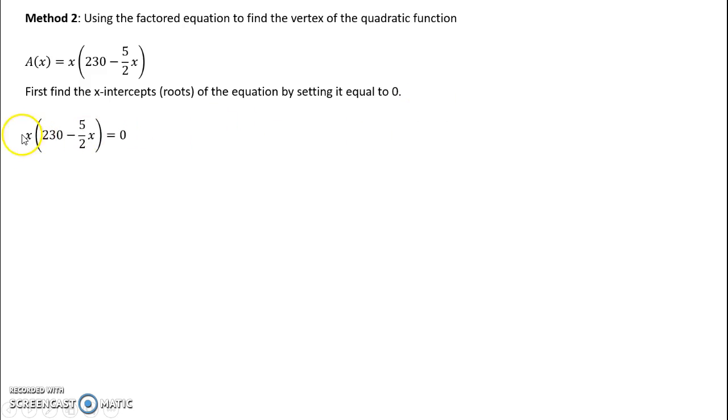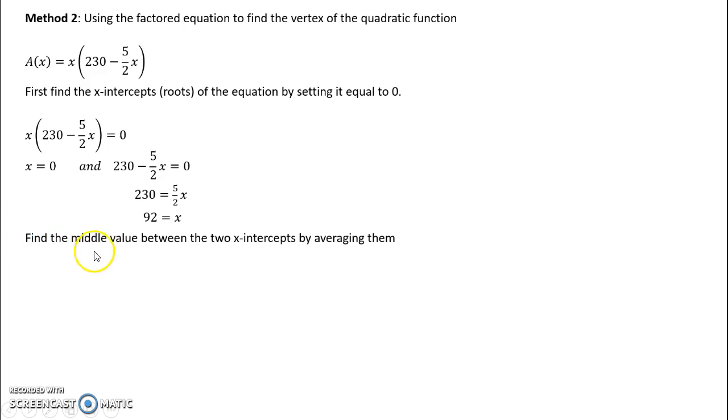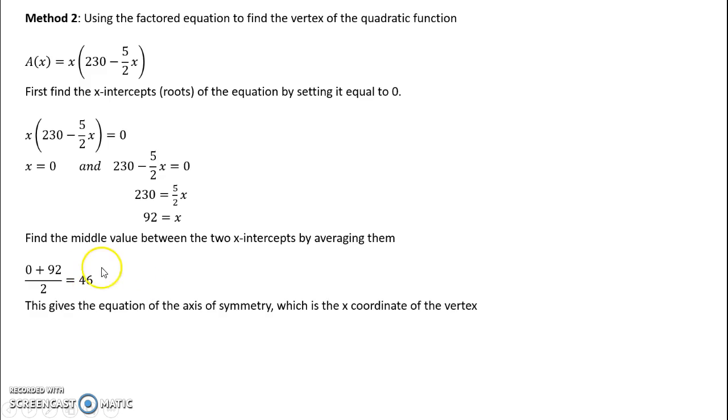Okay, so we set it equal to 0, and so one of our roots is going to be 0, and the other one is going to be 92. Okay, so our two x-intercepts or roots are 0 and 92. Now we're going to find the middle value between the two x-intercepts by averaging them. Okay, so 0 plus 92 divided by 2 gives us 46. Okay, and so this middle value gives us the equation of the axis of symmetry, which is the x-coordinate of the vertex.